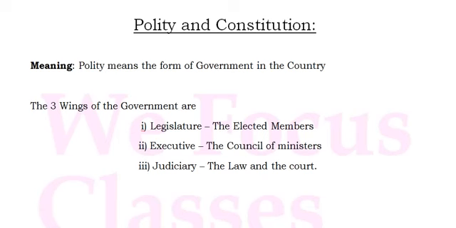Friends, let us discuss Indian polity and constitution. Before getting into the topic, know the marks this topic carries as per our examination. From this topic, we'll be getting nearly 5 marks in the exam. It's a minimum of 5 marks and a maximum of 8 marks that you can expect in the exam.